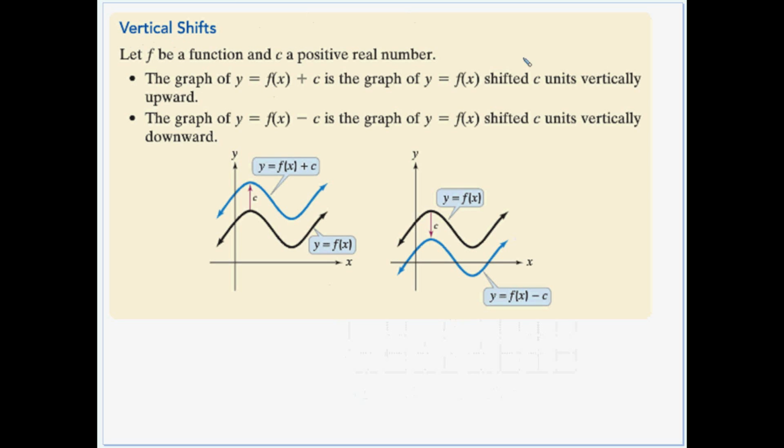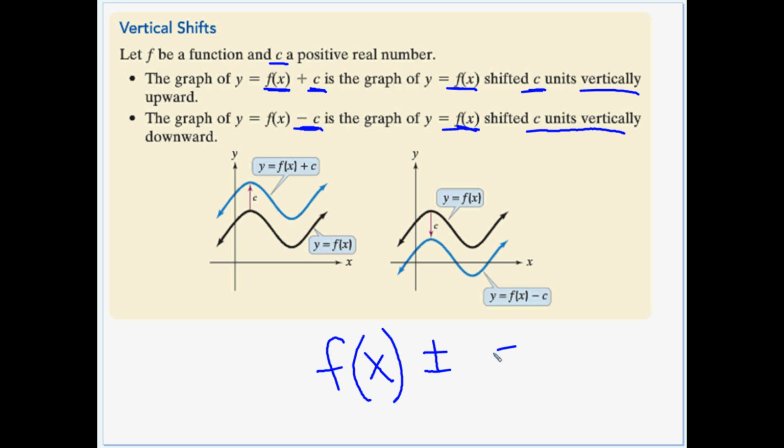So here's our official definition in the book, our vertical shifts. Let f be a function and c be a positive real number. The graph of y equals f of x plus c is the graph of y equals f of x shifted c units vertically upward. The graph of y equals f of x minus c is the same f of x graph, shifted c units vertically downward. So again, if we have our function f of x, the plus or minus the constant is occurring outside of those parentheses.